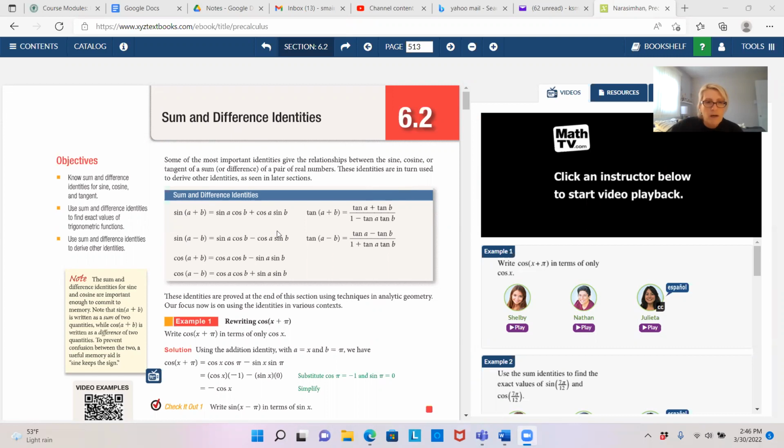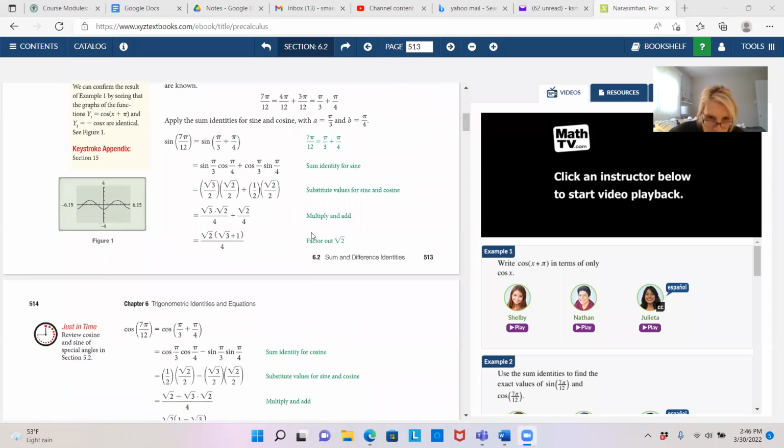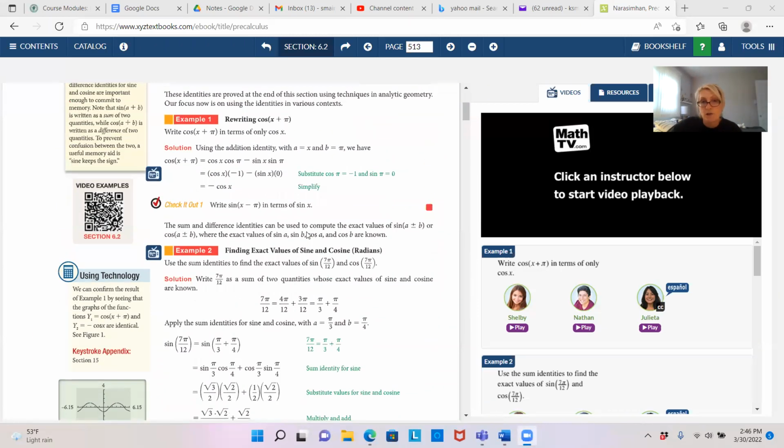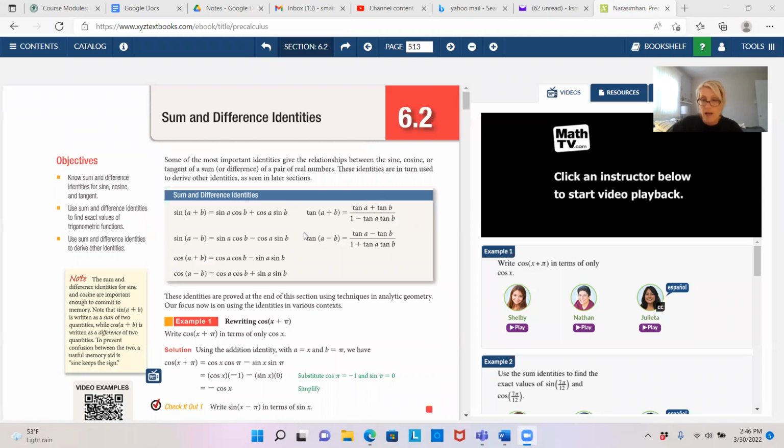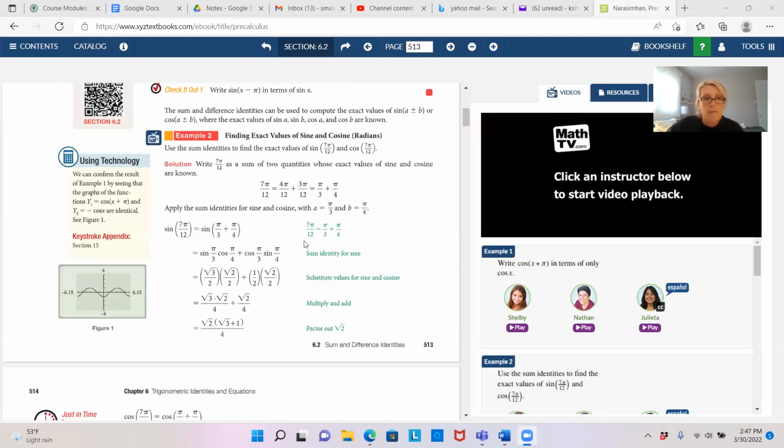So they're summarized for sine, cosine, and tangent, all on the first page of lesson 6.2. Again, I suggest writing those on your note sheet to be used on the exam. They're not on the sheet that I'm giving you.